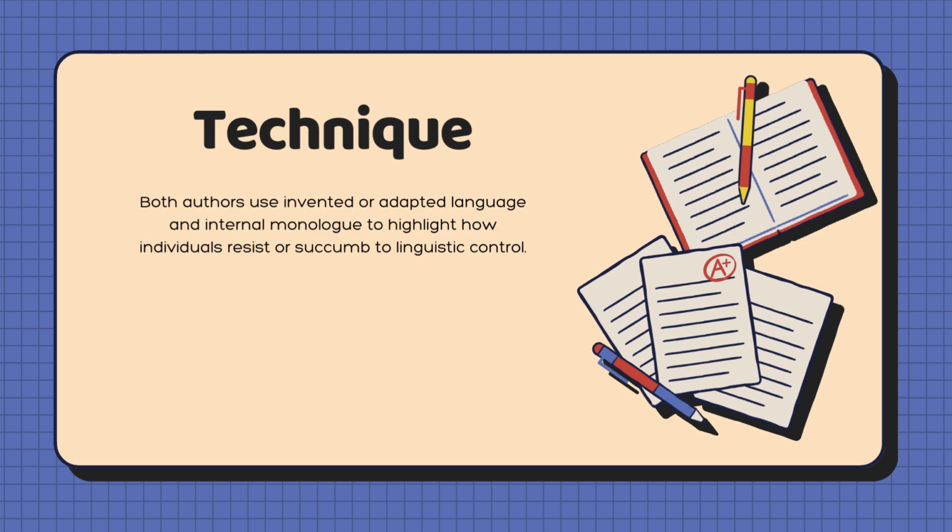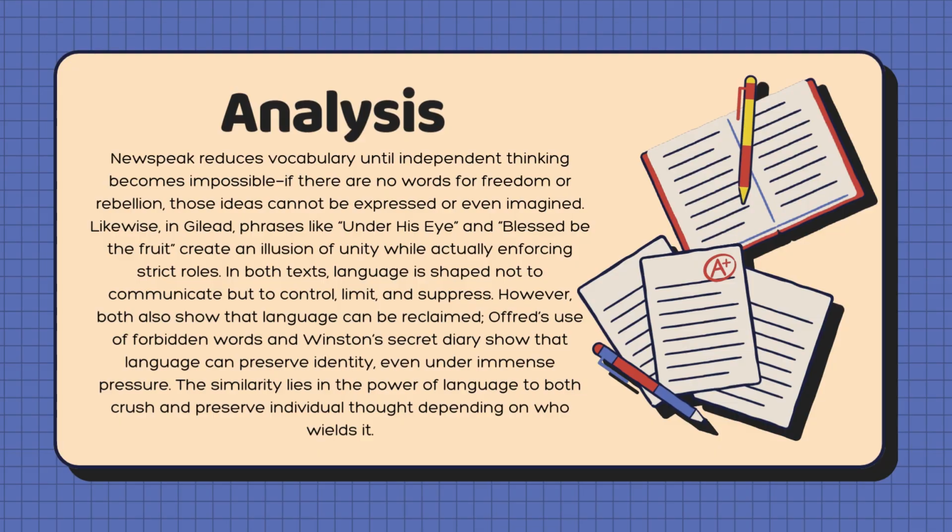Our technique is introduced here. We say both authors use invented or adapted language and internal monologue to highlight how individuals resist or succumb to linguistic control. This sentence does two things really well. It names the techniques, invented language and internal monologue, and it shows what the techniques do, how they help us see resistance or control. So don't just name your technique, link it to the meaning. Ask yourself, why did the author use this and what effect does it have on the reader?